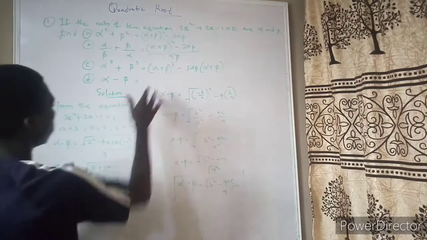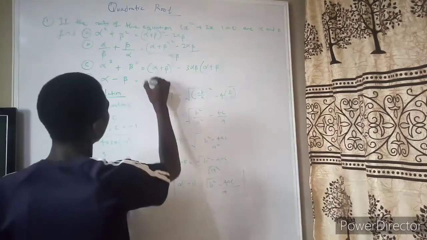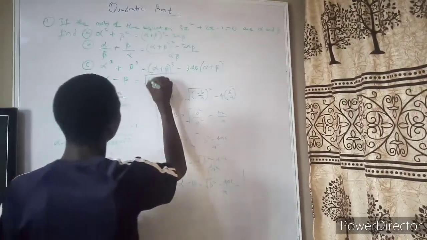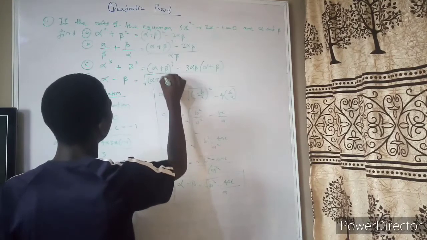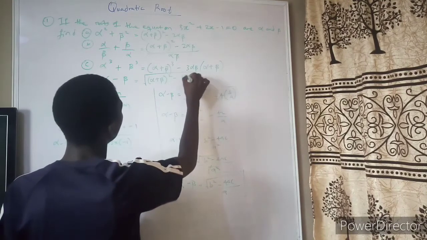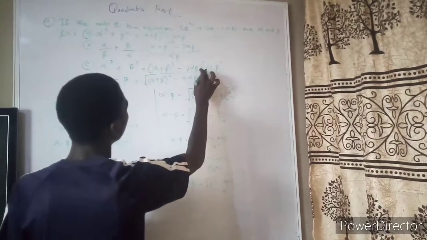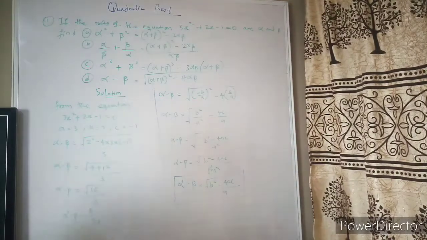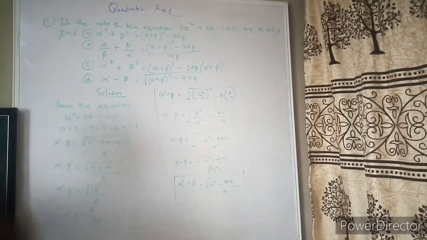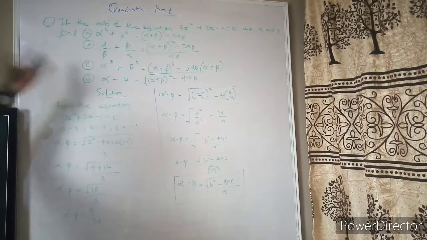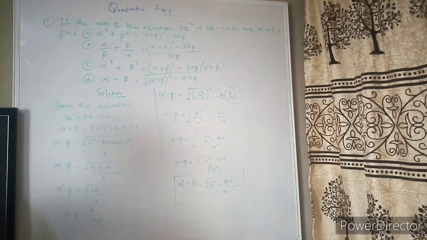So the formula we applied here is that this thing is equal to the square root of alpha plus beta all square minus 4 alpha beta. So that's that about this. It was the quadratic root. So finally we are done with this. So I hope you understand.